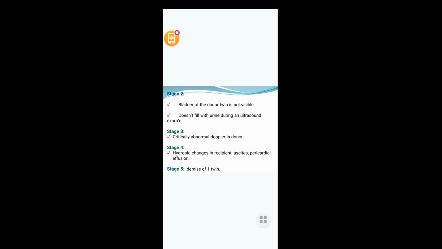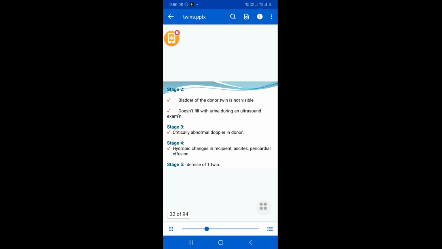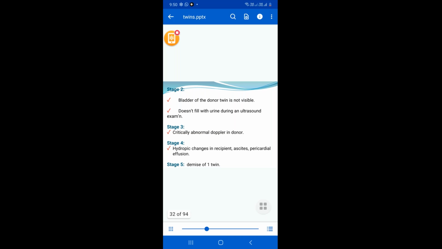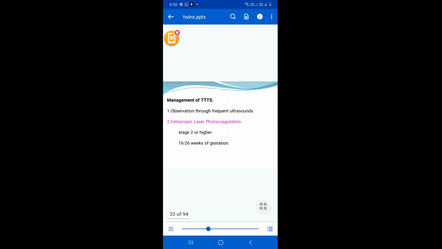Stage 4 will have hydropic changes in the recipient. Ascites and pericardial effusion will be seen in the recipient because of the excess of fluid from the other twin; it is like drowning, suffocation. And in stage 5, demise of one twin will be seen. This is twin to twin transfusion syndrome.